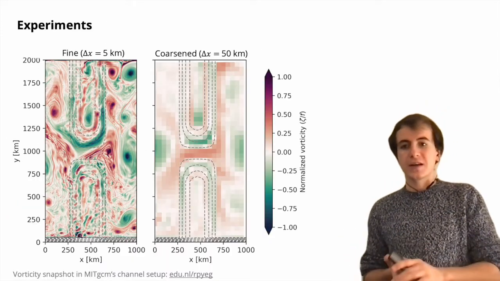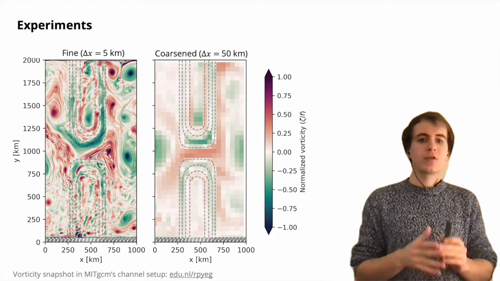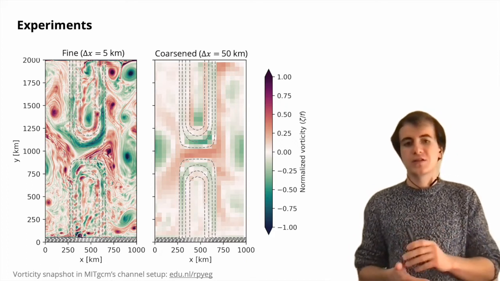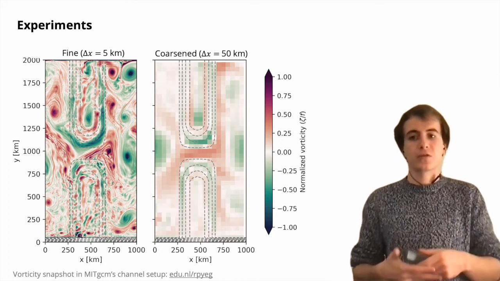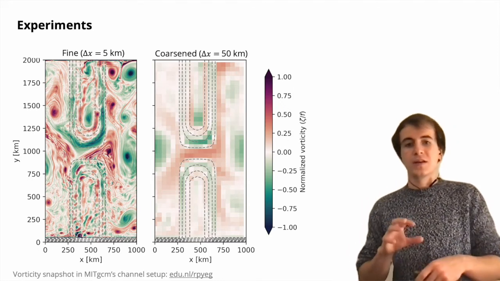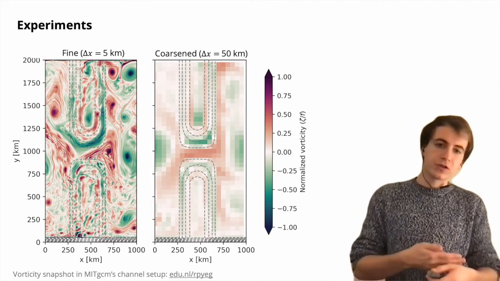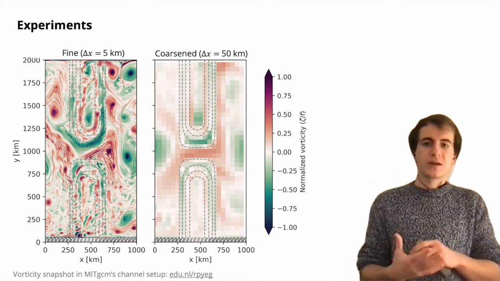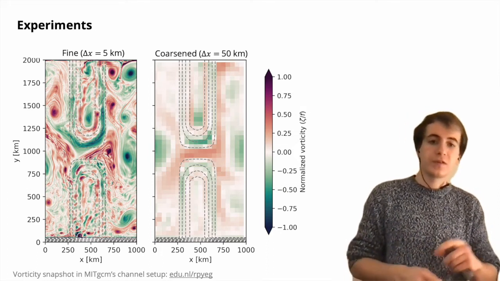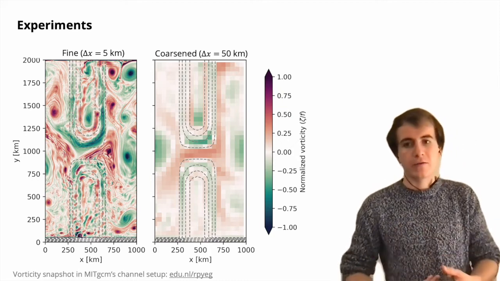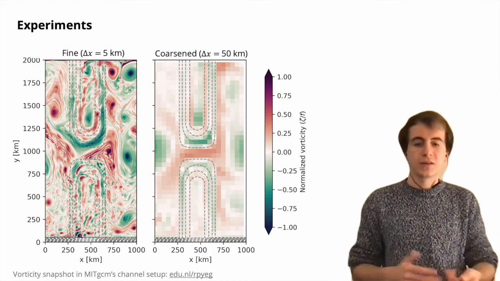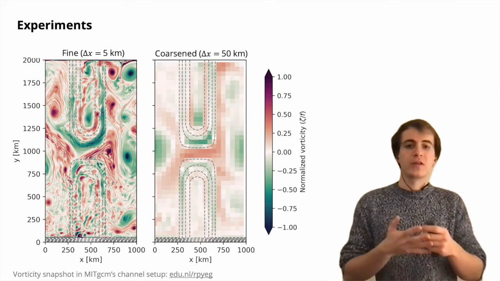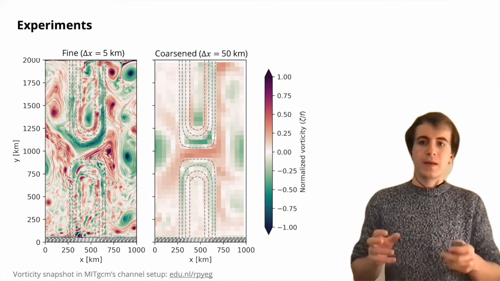Now, we also did some experiments. As the reference case, we used the 5-kilometer resolution MITgcm channel model of the Antarctic Circumpolar Current, in which the eddies are resolved. And we coarsen this both in space and in time. So in space, we go from 5-kilometer resolution to 50-kilometer resolution, and we do a time averaging to filter out any eddies. And this will be our test bed for the Markov 0 and Markov 1 model.